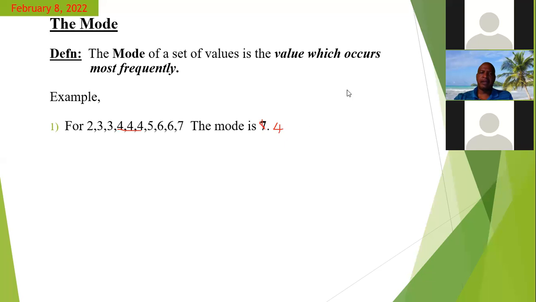All right, is everybody in agreement? Now for the next set of values, you notice that each value occurred once. So there is no value which occurred more than the other. So in this case, we would have no mode.